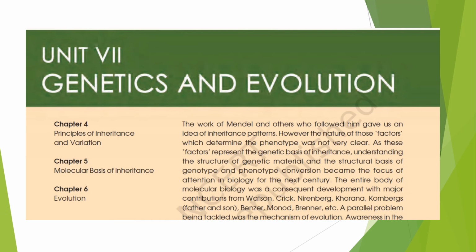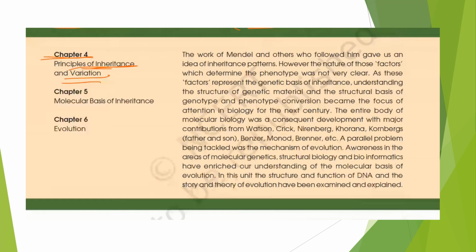Now first we are starting with the lesson genetics and evolution, and this is as per the NCERT book. I'll be discussing with the notes and with the topic differently as we move through the lesson. So let's get started with your CBSE NCERT book. Genetics and evolution, it is unit 7. Chapter 4 is principles of inheritance and variation. Before that, there is an introduction.